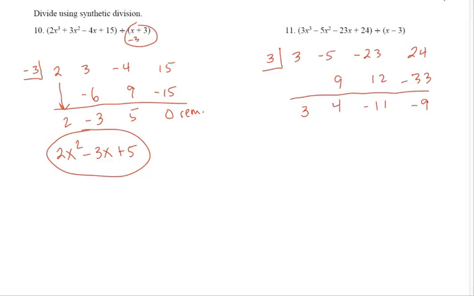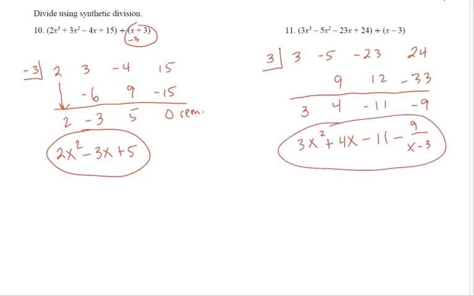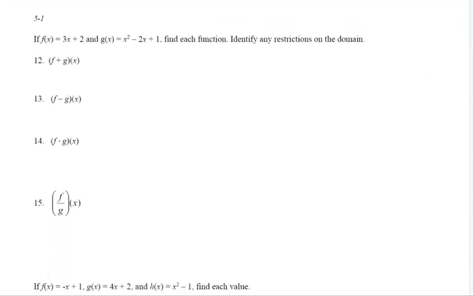So again, we divided into x cubed, so this is the coefficient of x squared. So then this has to be in front of x to the first, which means -11 is a constant. And our remainder, since it's -9, we're going to have -9 over x minus 3. And there's your answer for number 11.